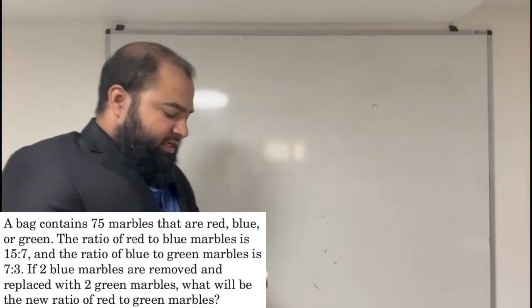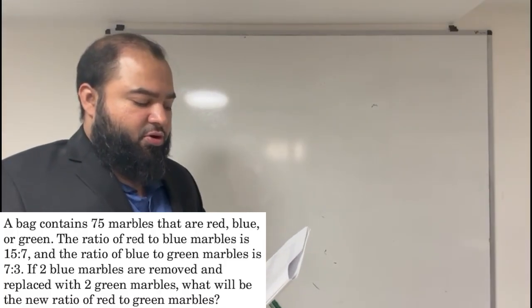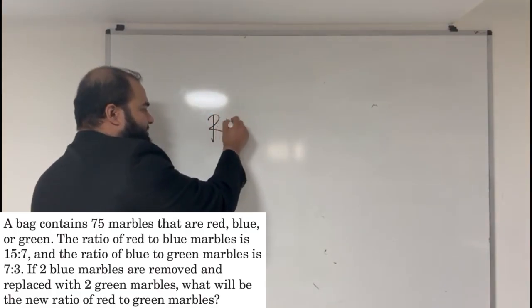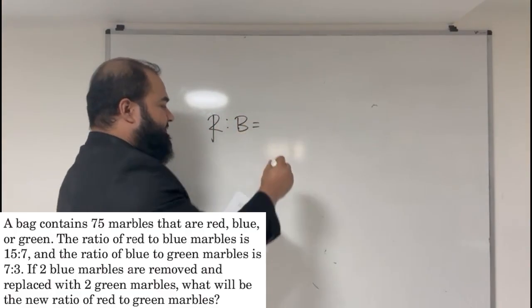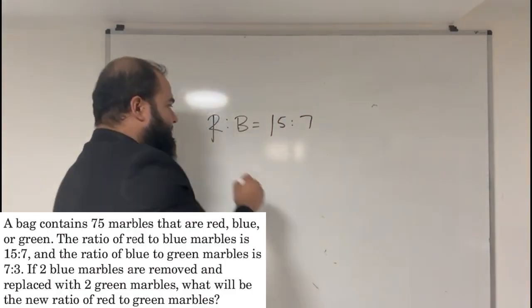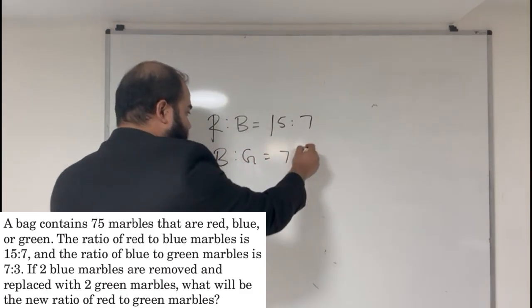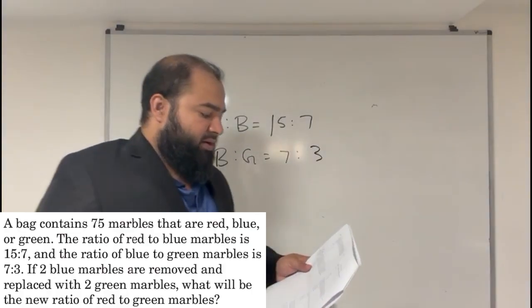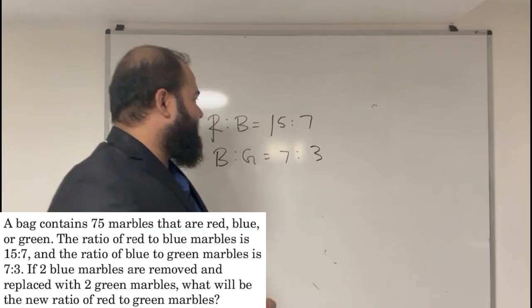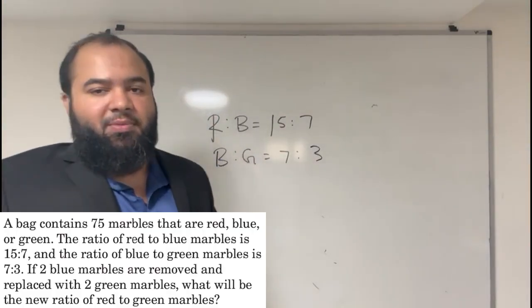Alright, so the next question is telling us a bag contains 75 marbles that are red, blue, or green. The ratio of red to blue marbles, so let's write it down, red to blue is 15 to 7. And then the ratio of blue to green, so blue again, blue to green is 7 to 3. Now, if 2 blue marbles are removed or replaced, we cannot do anything with the ratio because ratios are not the original numbers. You cannot just remove marbles from here.